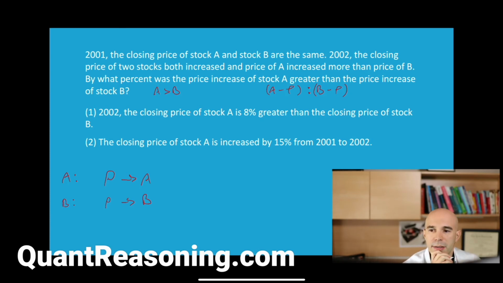You notice that I wrote this out as a ratio? Why did I write it out as a ratio? I mean, they're asking by what percent was this greater than that? Right? By what percent was one thing greater than another thing? And I wrote the two things as a ratio. Why do you think I did that?